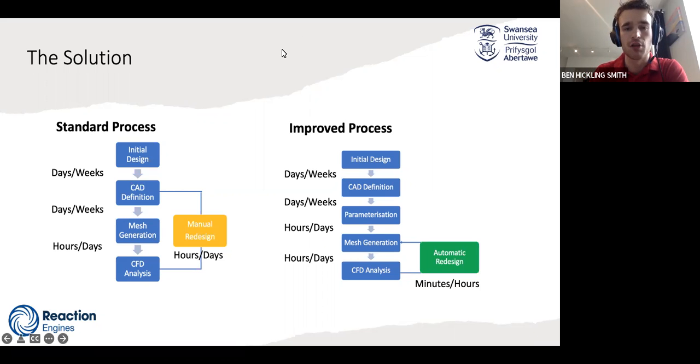The difference that we're trying to make in our project is to have that talk a little bit earlier on, and then try and reduce the amount of time that we're spending on all of this mesh generation and converting the continuous CAD into the discrete mesh. So it starts off roughly the same. We have an initial design, then spend a few days, possibly even weeks, defining that in a computer model.